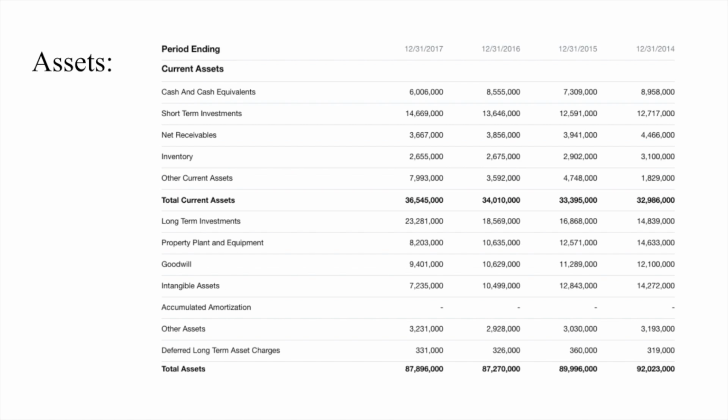Next, we have inventory. This one's also self-explanatory. It's just everything they own that's in the warehouses, in the factories, stuff like that. Now, other current assets are really a combination of anything else, stuff that they own, like where they produce their products. They own the factories, they own the trucks, they own XYZ.